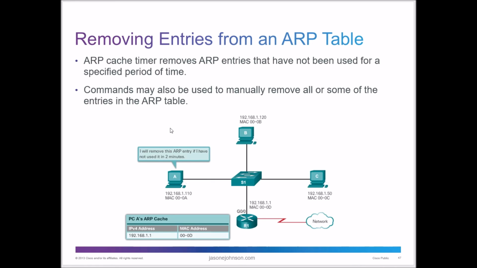Okay, so if you need to remove entries from an ARP table, there's an ARP cache timer that removes ARP entries that have not been used for a specific period of time. You can set that, but usually that's just the default. Commands can also be used to manually remove all or some of the entries in the ARP table. Just like you flush your DNS cache, you can flush your ARP table. Usually you can do that by restarting a device, but you don't always want to restart a router or a switch. But that's one way to do it.